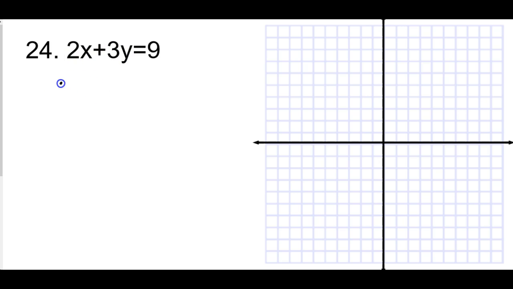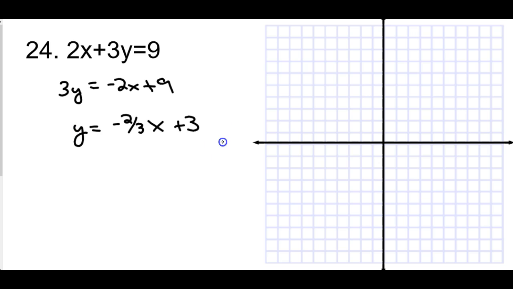Subtract 2x from both sides, you get 3y equals negative 2x plus 9. Divide both sides by 3, you get y equals negative 2/3 x plus 3. And so now we can see our y-intercept must be 3. Our slope is negative 2/3, so you go down 2 over 3. And then you're going to sketch your line using that right there. Line goes through it.